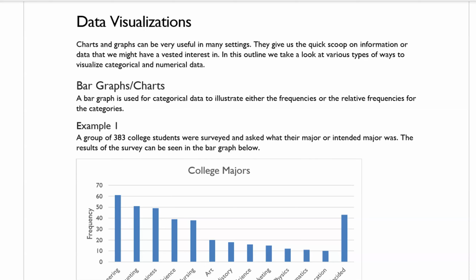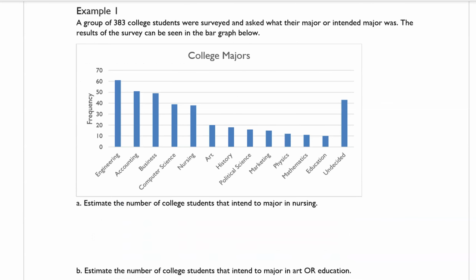A bar graph is used for categorical data to illustrate either the frequencies or the relative frequencies for the categories. Example 1 says a group of 383 college students were surveyed and asked what their major or intended major was. The results of the survey can be seen in the bar graph below. Part A says estimate the number of college students that intend to major in nursing.